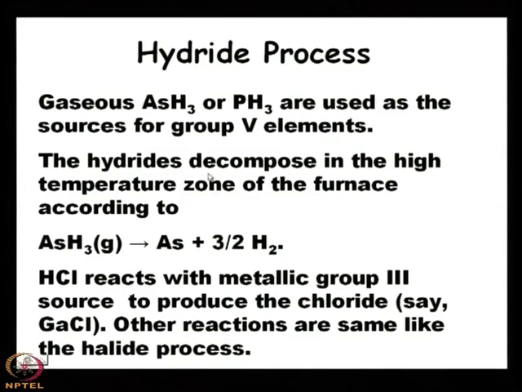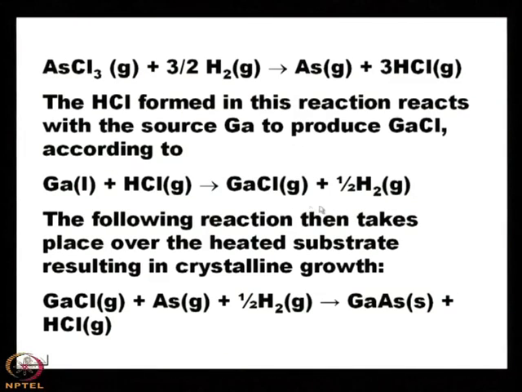The hydrides decompose in the high temperature zone of the furnace according to this. That means arsine is decomposed into arsenic and hydrogen. Then HCl reacts with the metallic group 3 source to produce the chloride, say GaCl. That means you have to inject HCl gas, remember. So, in zone 1, where there will be 1000 degree centigrade, this HCl reacts with gallium to form gallium chloride, and the other reactions are the same as the halide process.